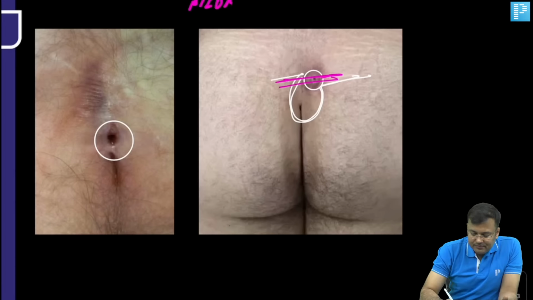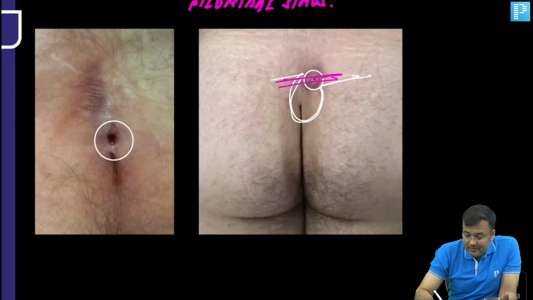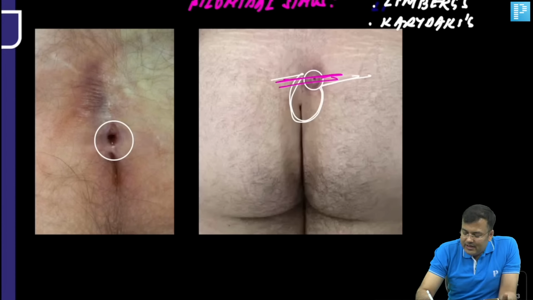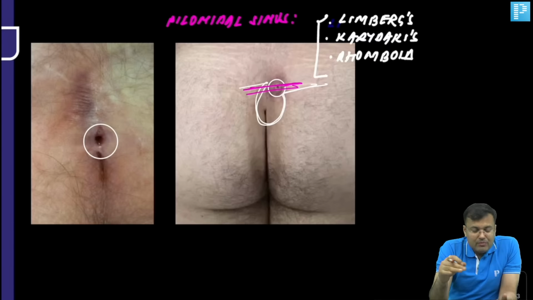Easy question. This is pilonidal sinus. Very good. What are the flaps used? Very good. So it is Limberg's flap, Karydakis flap. We are using rhomboid flap. Sometimes they ask which flap is used, rhomboid flap, and there is a procedure in which both of these are included, means excision of tract and closure, both of these are included.